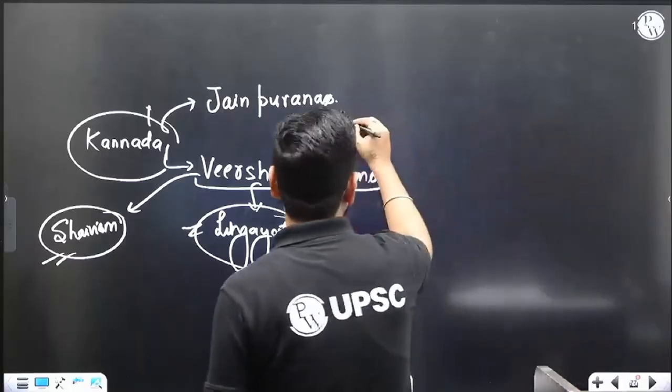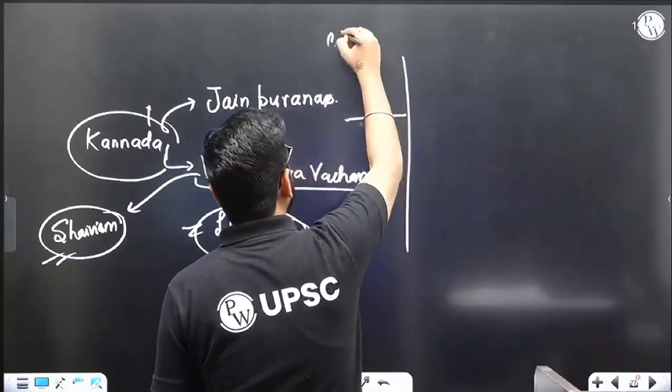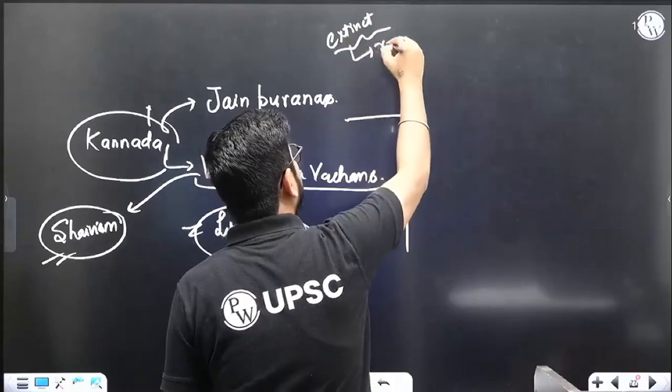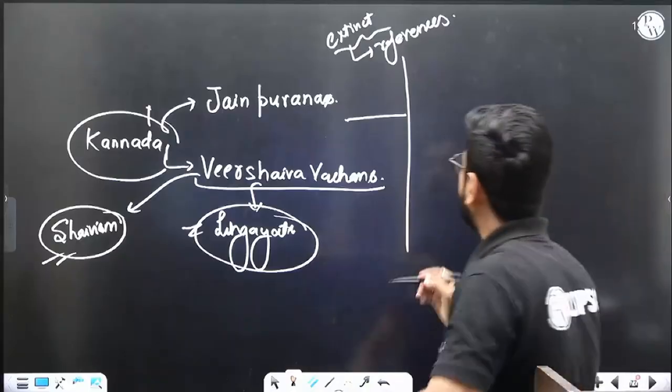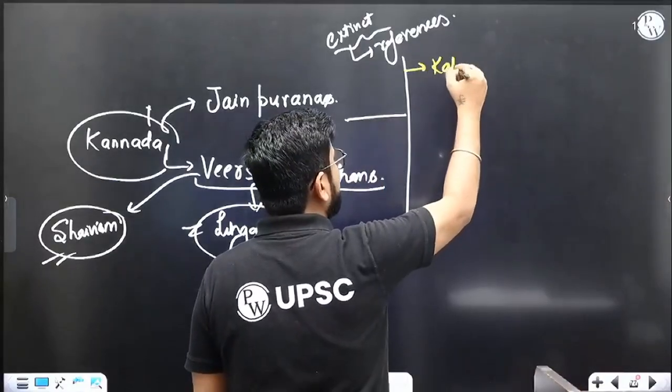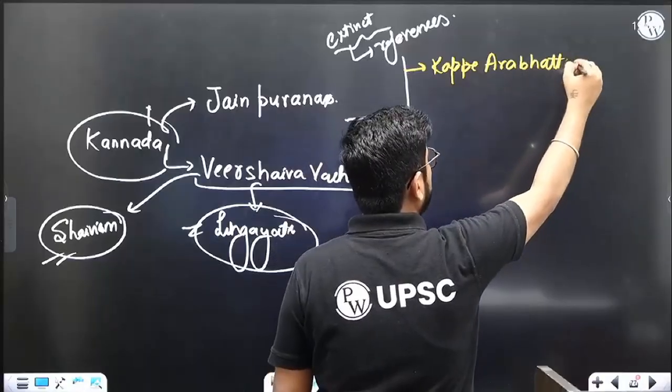Other than that, not much is left. Not much we have from this era. Most of the things are extinct. Most of the things we have lost. But we have a lot of references about these literatures. Right. We have Kappe Arabhatta. This we have. Kappe Arabhatta. Right. This is one book.